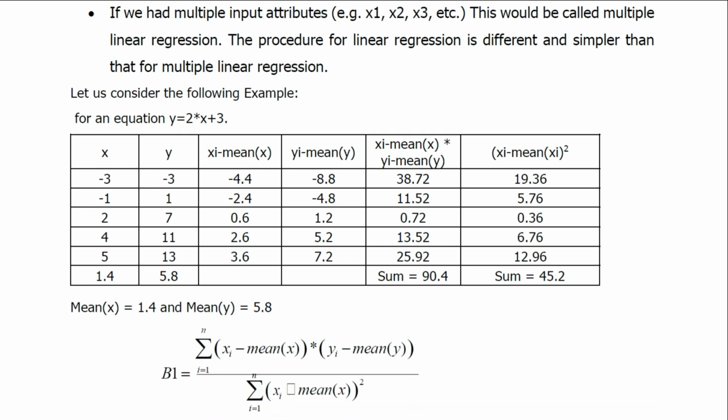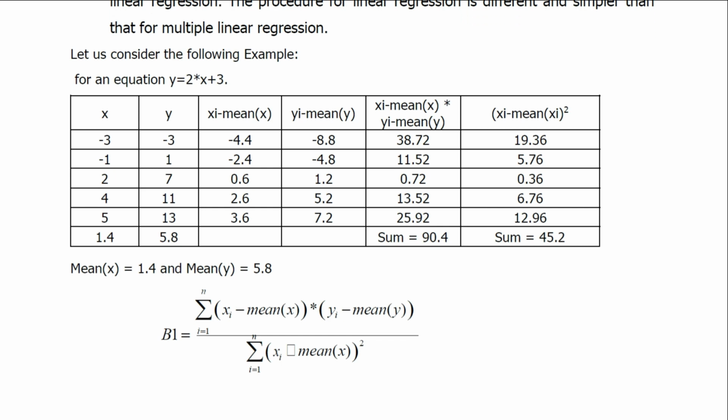Consider the following example: Y equals 2x plus 3. To calculate the mean of x and y, use the mean formula. Then, in the third column, calculate the x values by subtracting the mean of x. Similarly, in the fourth column, subtract the mean of y from the y values. In the fifth column, multiply the values in the third and fourth columns. In the sixth column, square the values in the third column.